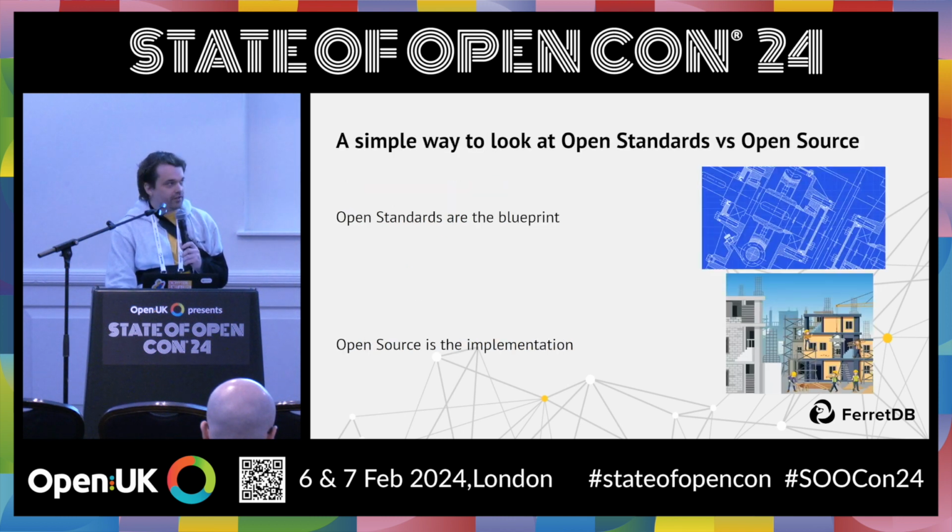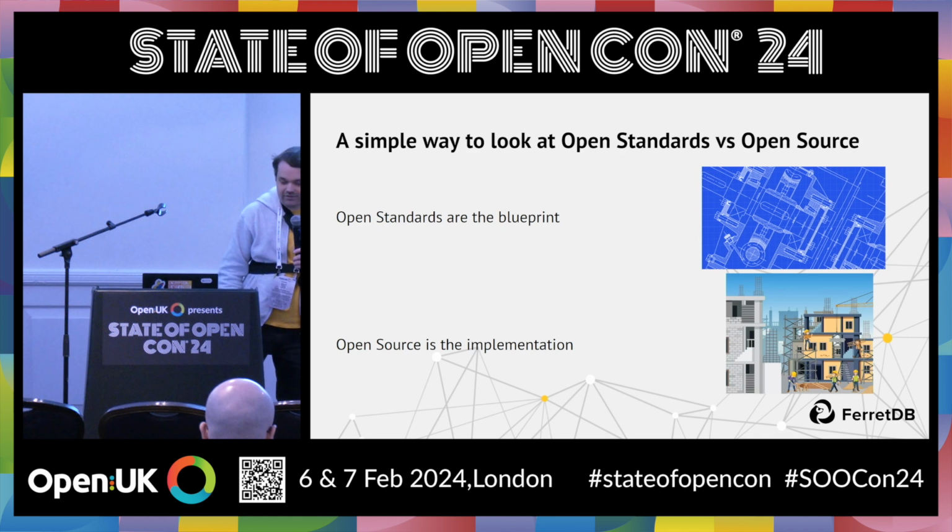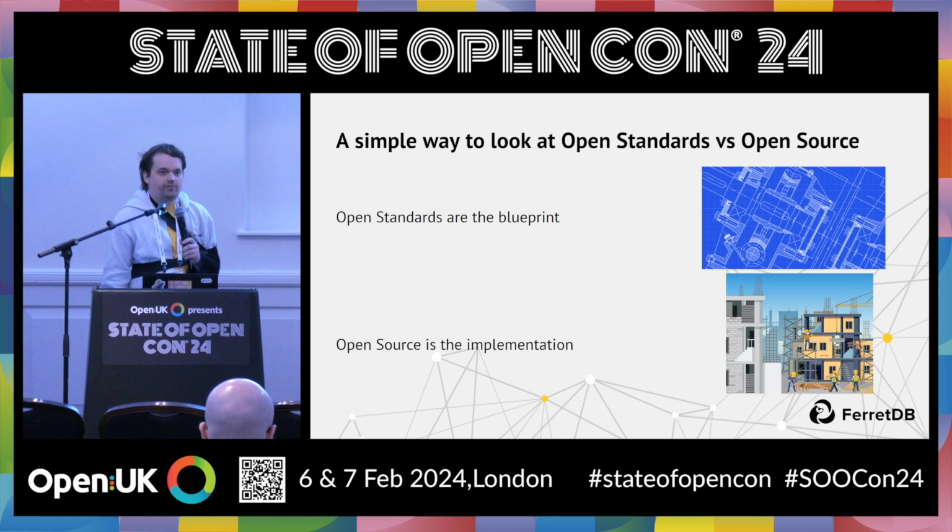Let's look at the main differences here. So open standards are the blueprint. Open standards is not an implementation by itself. There is a lot of misunderstanding on the border between implementation and standard, and in reality, open standards should not implement anything. There can be a reference implementation, and that can be open source software, but it's strictly not part of the open standard. And open source is the implementation itself.